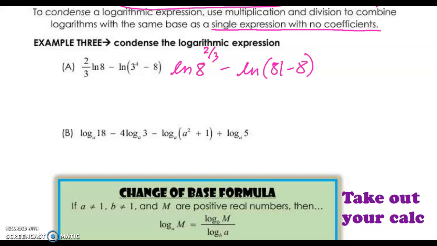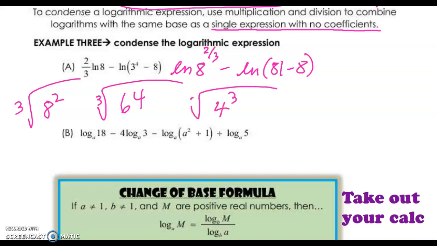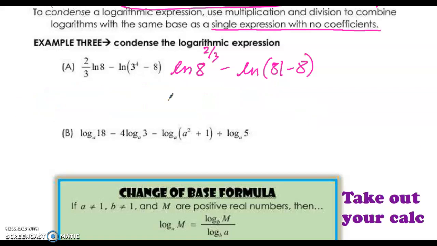Well, now 8 to the 2/3 means 8 squared cube root. The cube root of 8 squared. 8 squared is 64. So I'm going to erase all this, but just to show you, what is the cube root of 64? Well, that's just 4 cubed. So the cube root of 4 cubed is just 4. So 8 to the 2/3 is just 4. So I'm going to rewrite this 8 to the 2/3 as a 4. Minus, 81 minus 8 is a 73.